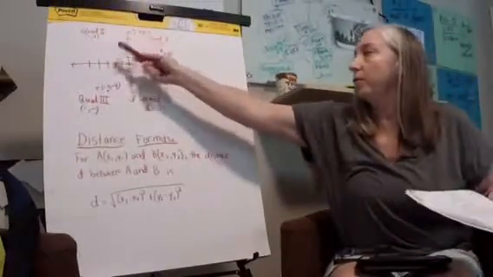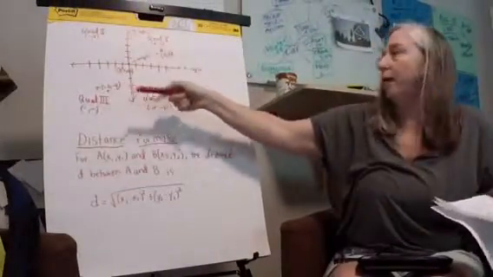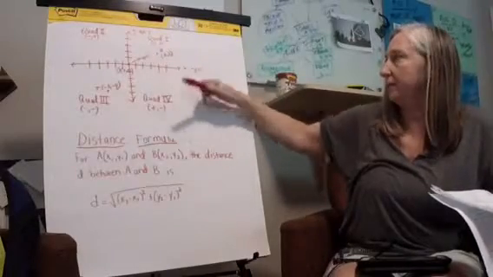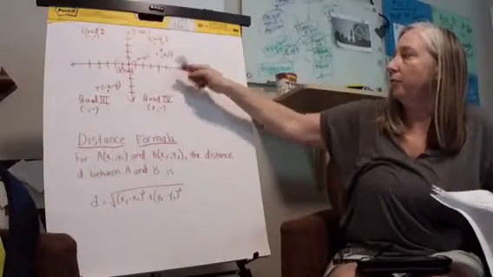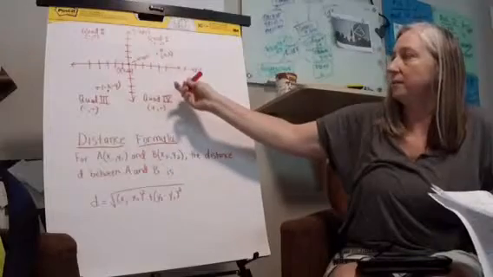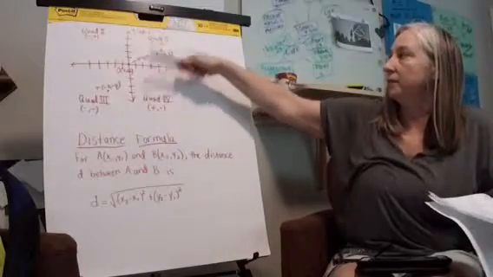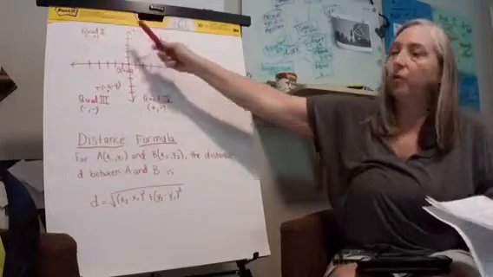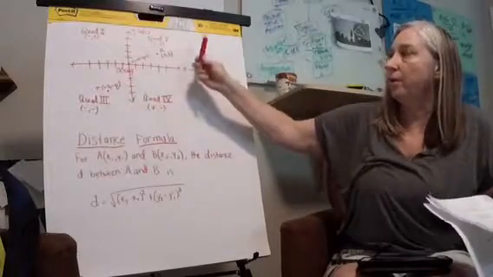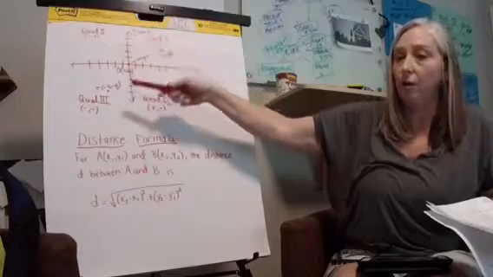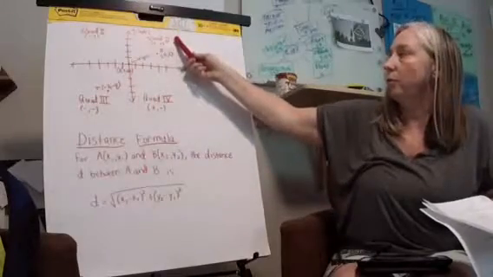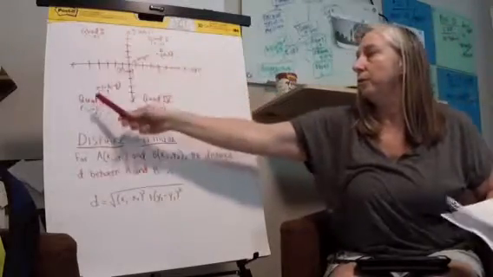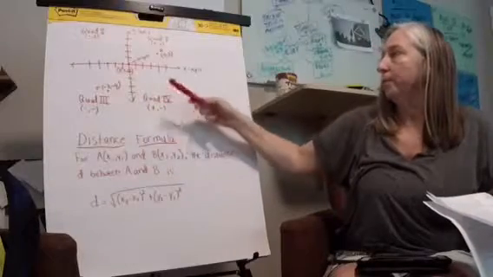Here I have the coordinate plane drawn. It looks better if it's on graph paper, but I didn't have any graph paper like this, so you should be familiar with this. We have the x-axis going horizontally, the y-axis going vertically, and then we have 4 different quadrants. They are numbered going counterclockwise. So this is quadrant 1, quadrant 2, quadrant 3, and quadrant 4.